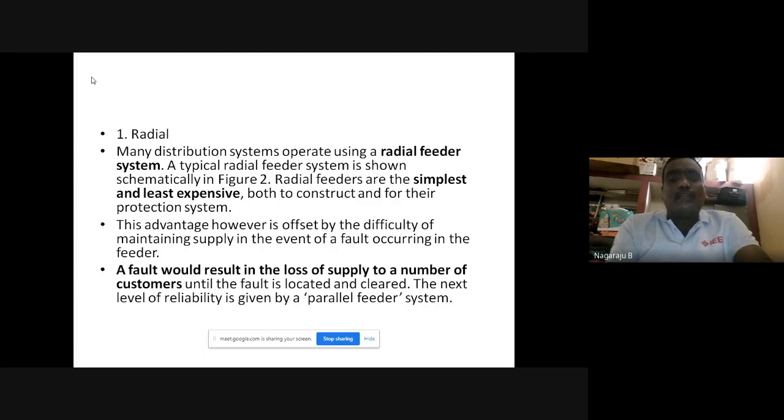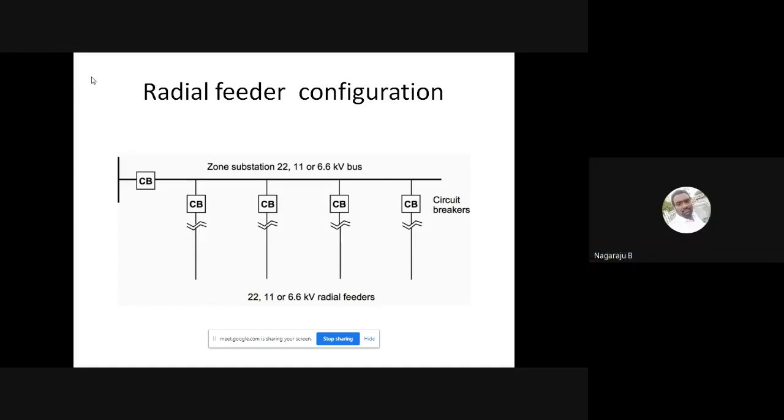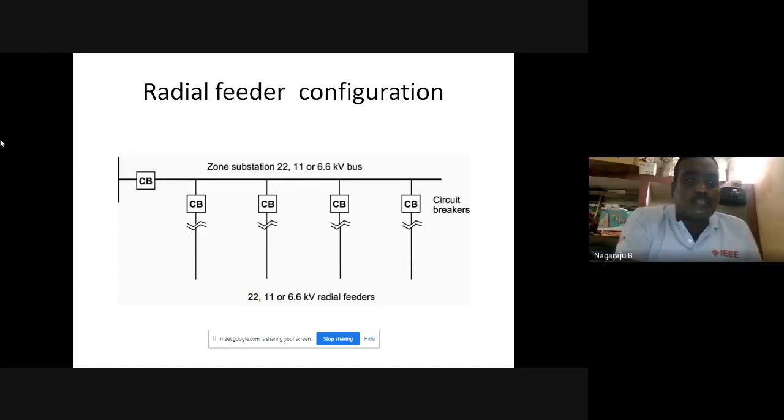The next level of reliability is given by the parallel type of feeder. So this is about the single line diagram. Previously I have shown the substation. This is about the substation. Here I have the substation.